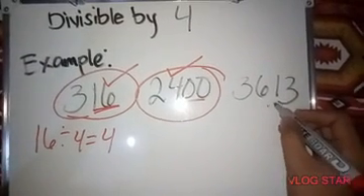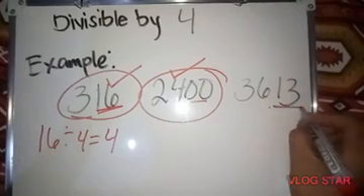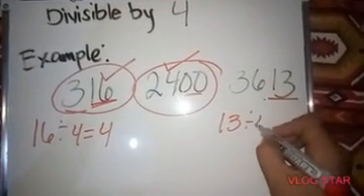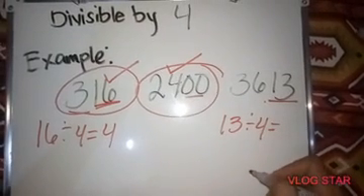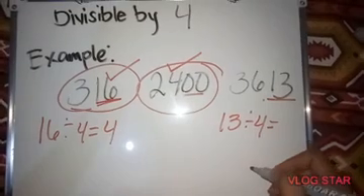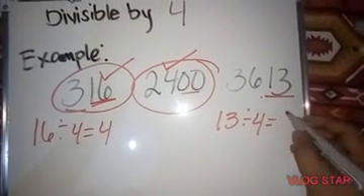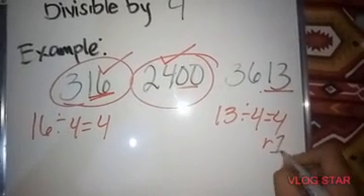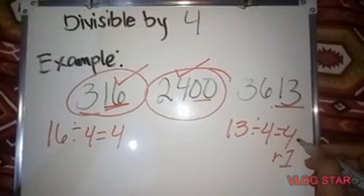Next, 3613. So the last two digits are 13. 13 divided by 4, the answer is 4 remainder 1. Since there is a remainder, this is not divisible by 4.